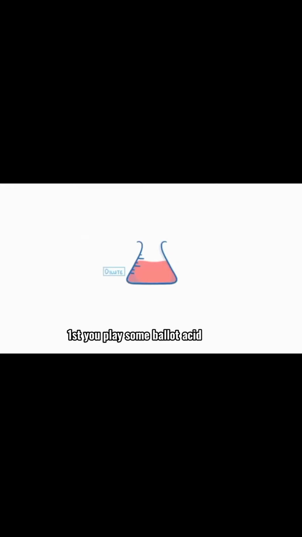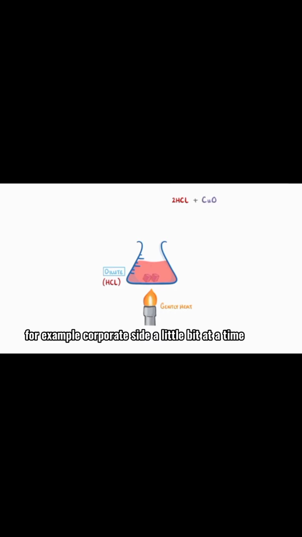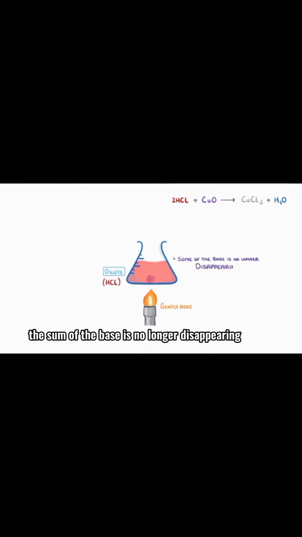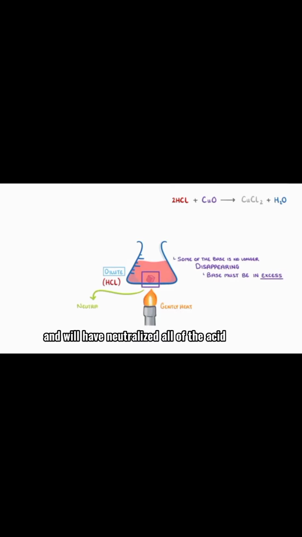First, you place some dilute acid, for example hydrochloric acid, in a beaker, and gently heat it with a Bunsen burner. Then you keep adding insoluble base, for example copper oxide, a little bit at a time. At first, it will keep disappearing as it reacts to form aqueous copper chloride and water. But then as you add more, you'll see that some of the base is no longer disappearing. So at this point, we know that the base must be in excess, and we'll have neutralized all of the acid.